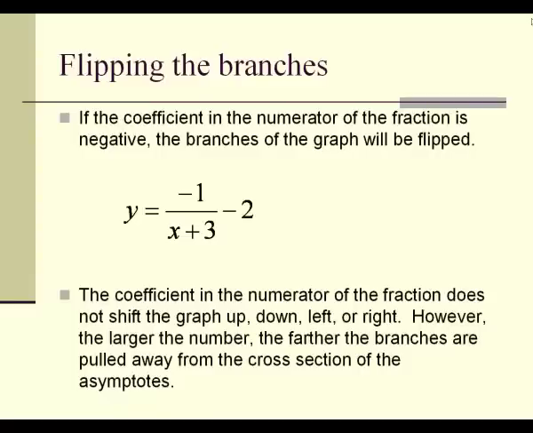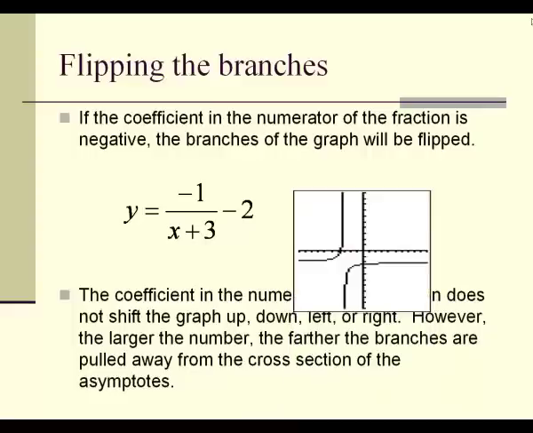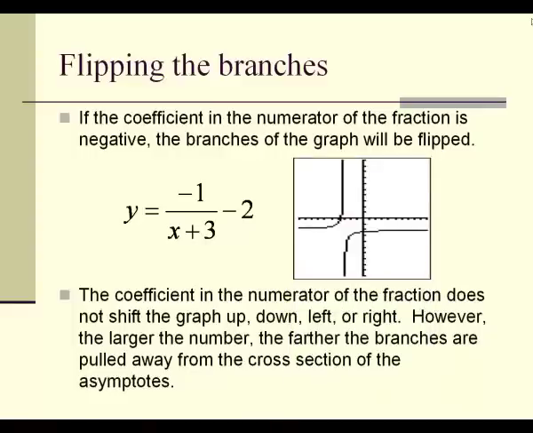Flipping the branches. If the coefficient that you have on the numerator of the fraction, which is the top of the fraction, is a negative number, then the branches of the graph will be flipped. In this example, we are shifting the graph left 3 because of the plus 3 in the bottom of the fraction. We're shifting down 2 because of the minus 2 on the end of the fraction. And then our branches are flipped, which means they sit in the top left and bottom right corner of our asymptotes instead of in the top right and bottom left like they normally would sit.